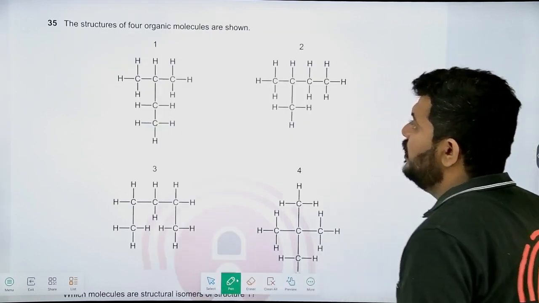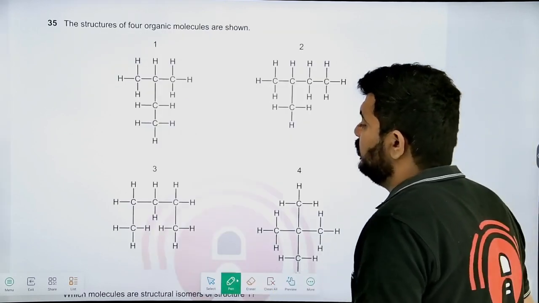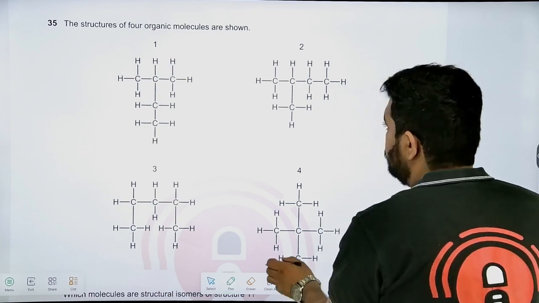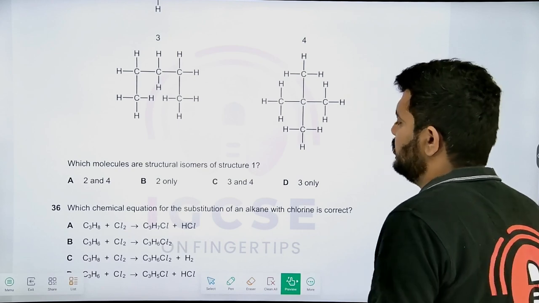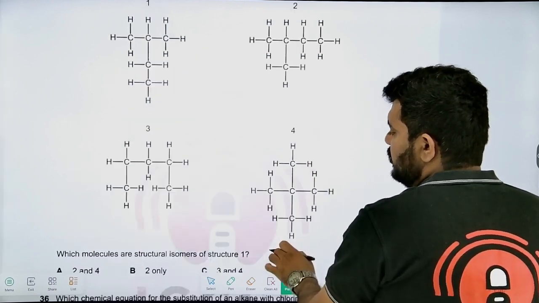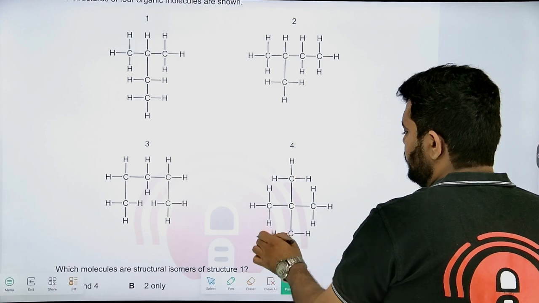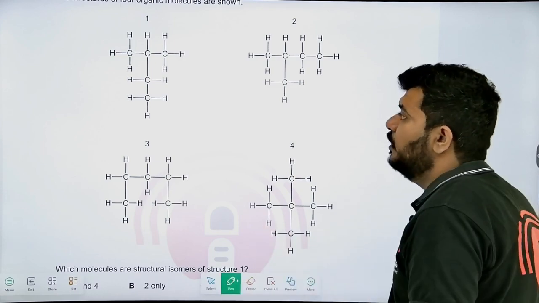Then we have structures of 4 organic molecules shown. Okay, we'll come back to structures. Let's find what the question is. Which molecules are structural isomers of structure 1? Isomers meaning different structural formula, same molecular formula.